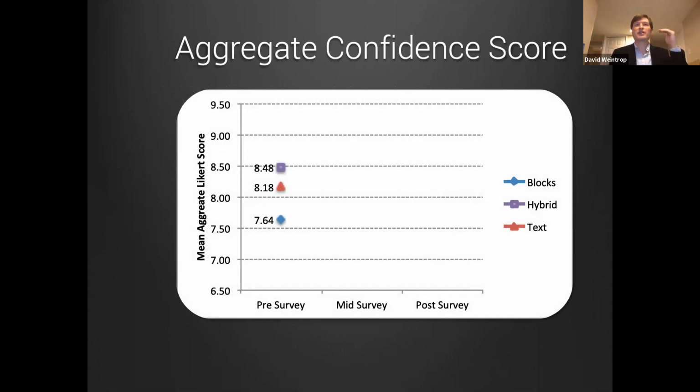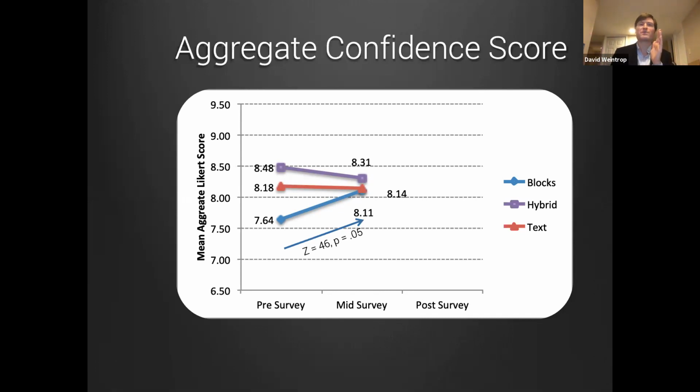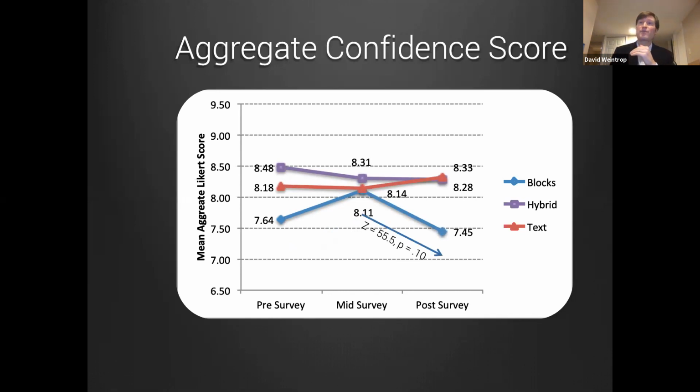So at the beginning, this is looking at aggregate confidence scores, and these confidence scores were taken from a couple different Likert questions, like I will be good at programming and I will do well in this course. Despite those numerical differences, that's not actually statistically significantly different at the outset. If we look at how they did after 5 weeks in their introductory environment, we see a significant gain for students in the block-based condition, but really no change in text or hybrid. And then after 10 weeks in Java, we see a statistically significant drop for the blocks condition, but again, no change in hybrid or text.